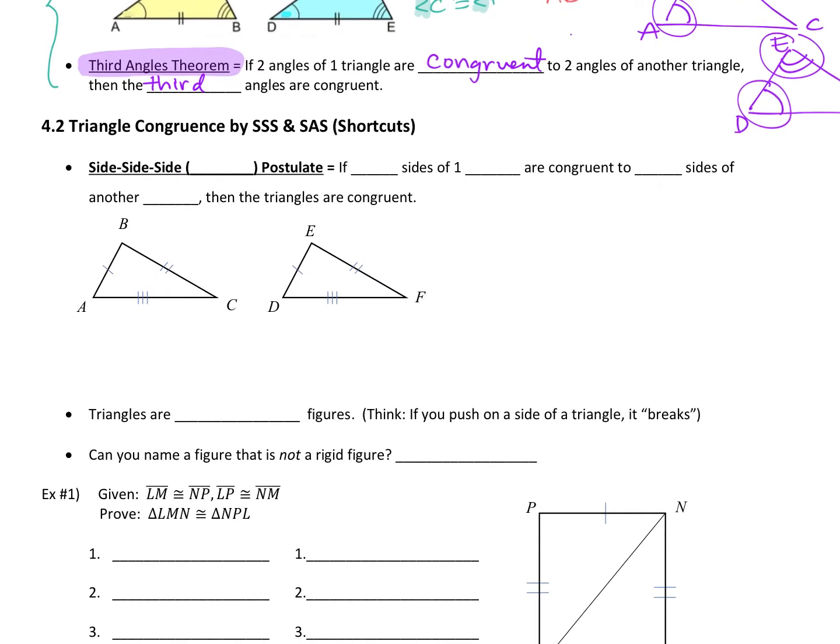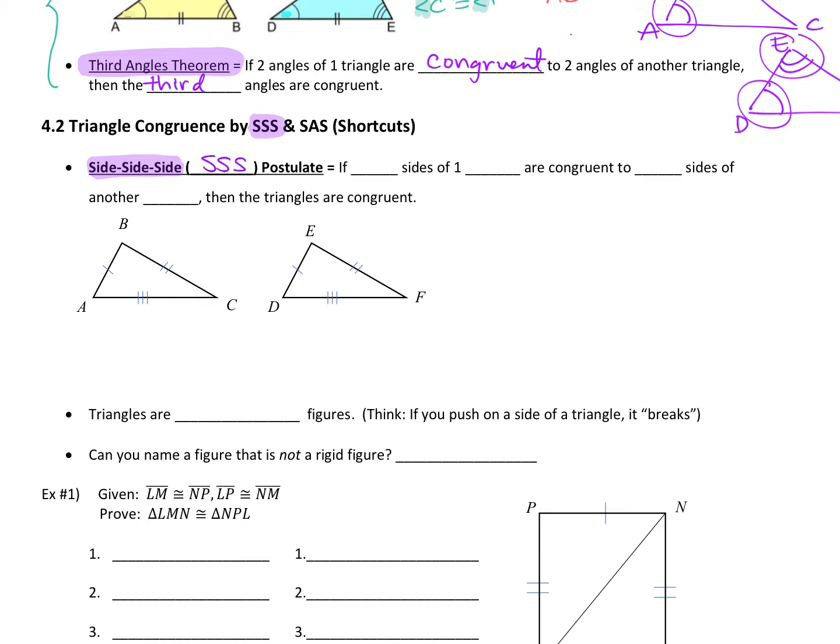We are going to do triangle congruence by SSS and by SAS, okay? Which sounds foreign to you because we've never talked about SSS or SAS, but let me explain what those are. So SSS is just side, side, side, okay? You do not have to write side, side, side. You may use SSS every time.